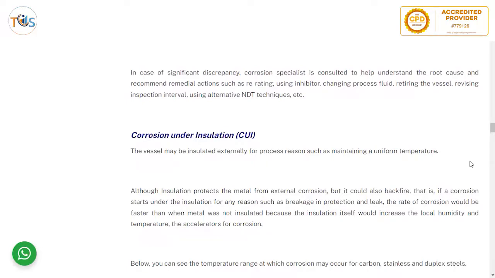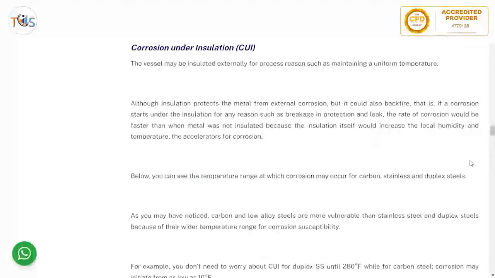Corrosion under insulation. The vessel may be insulated externally for process reasons such as maintaining a uniform temperature. Although insulation protects the metal from external corrosion, it could also backfire. That is, if a corrosion starts under the insulation for any reasons such as breakage in protection and leak, the rate of corrosion would be faster than when metal was not insulated, because the insulation itself would increase the local humidity and temperature, the accelerators for corrosion.